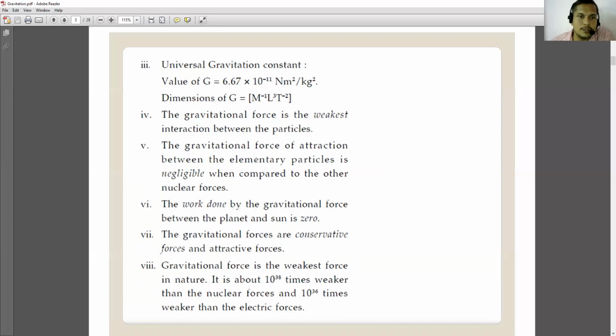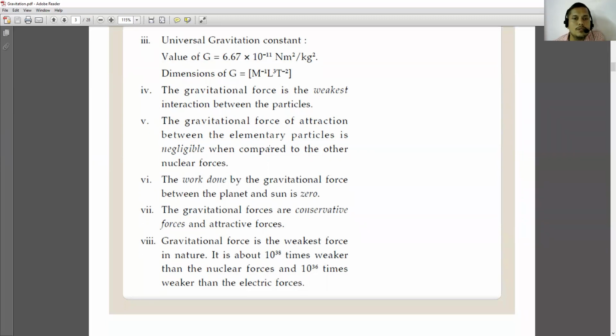Means here, if you can see the properties or the information related to this gravitational force, it is the weakest force, which is the weakest interaction between the particles. Then this gravitational force of attraction between elementary particles is negligible as compared to nuclear forces. If we consider the work done by this force between the planet and sun, then it is 0. Then these forces are conservative forces. And if we compare this with other natural forces like nuclear force or electric forces, then it is much, much weaker than the other forces.